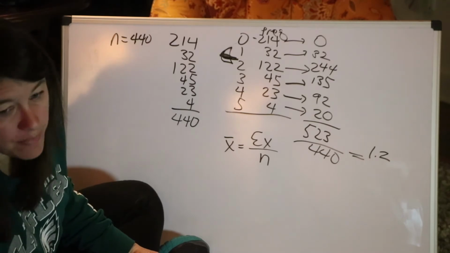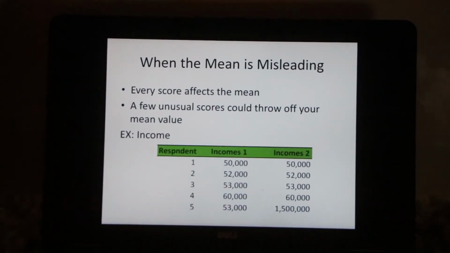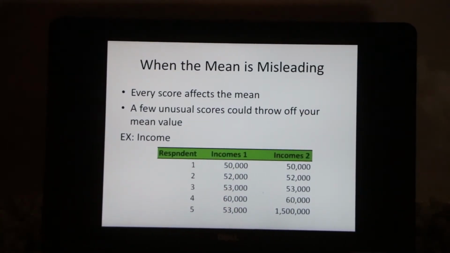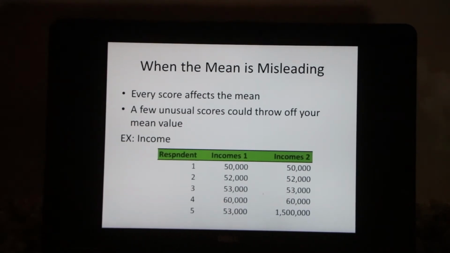Okay, so just a few limitations of the mean that we need to discuss. Number one, because every score or every value in a distribution is included in the mean, it means that every score affects the mean. Which means that if you have an unusual score at the top or the bottom of your distribution, it could throw off your mean value or pull it in one direction or the other.